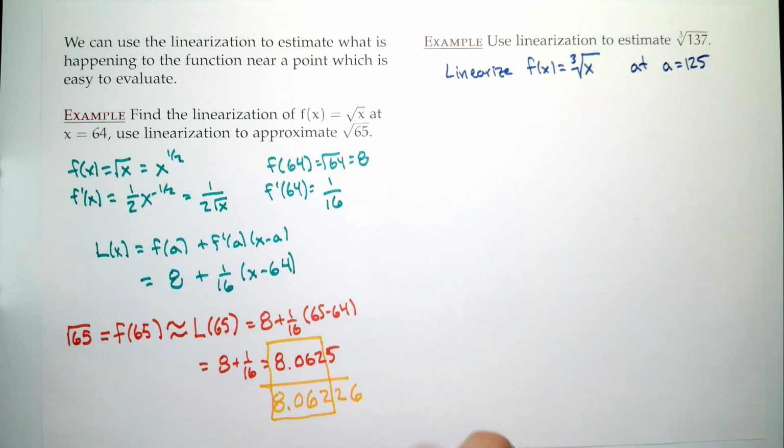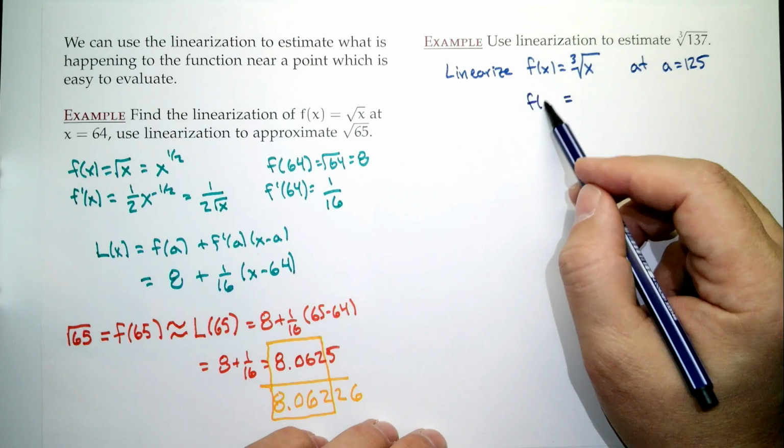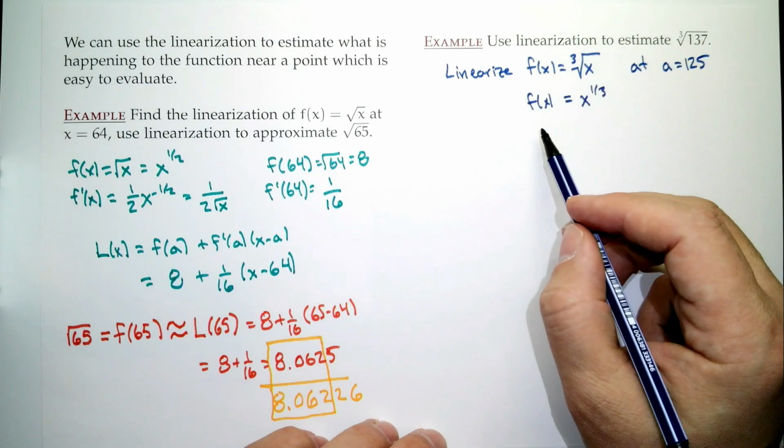And we're picking 125 because 125 is the value that's nearby the 137, and we know how to plug it into our function. So we're picking something that has both properties. We want to be near the point we want, and we want to be able to evaluate it. So cubed root of x, of course, in calculus, what does that become? X to the 1/3. So this will be very similar to the previous problem.